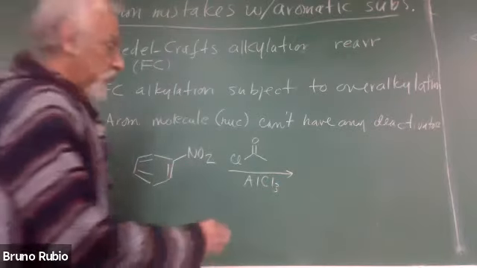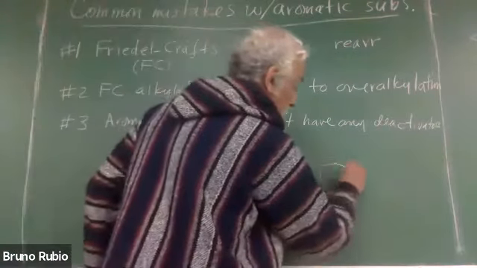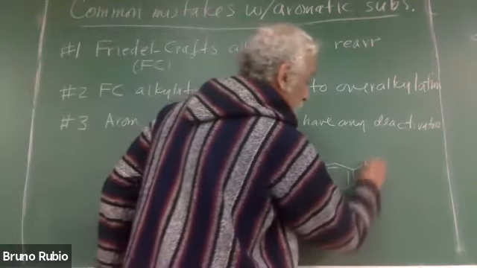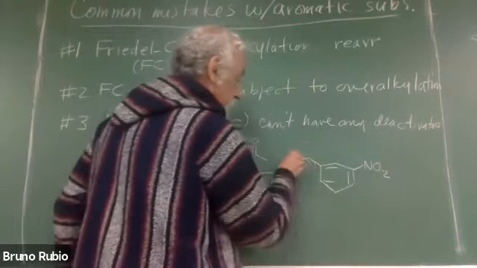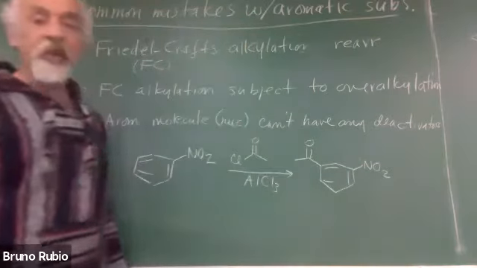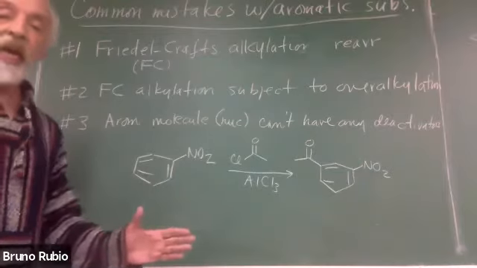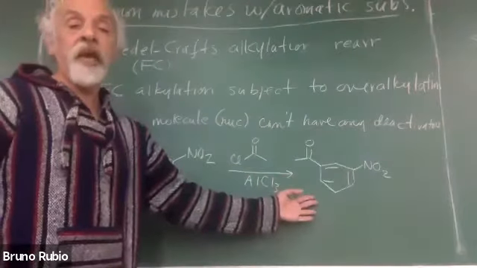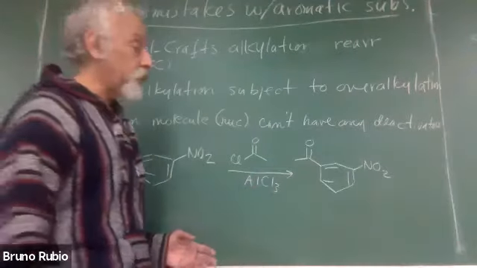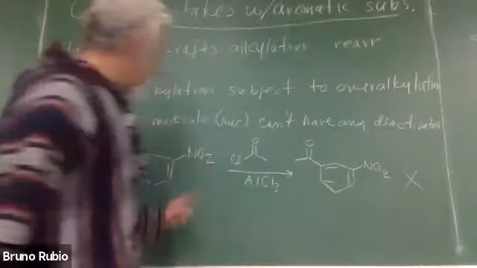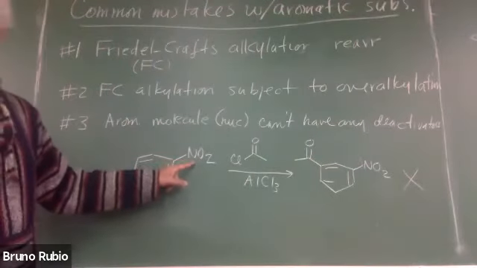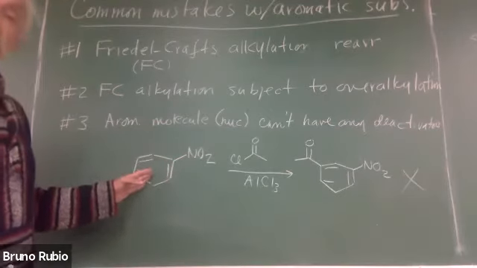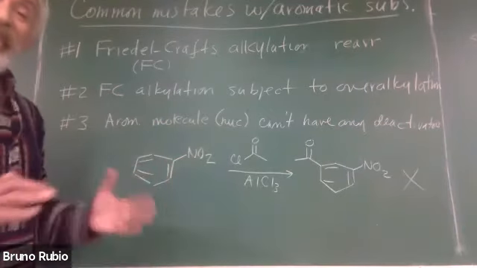And so nitro is a meta director. I'm thinking that the product is going to be this, right, where the pre-existing nitro substituent directed the incoming electrophile to a meta position. And so that would be the product of the reaction, right? Wrong. Because the nitro group is a deactivator, and the benzene ring that functions as a nucleophile cannot be deactivated.